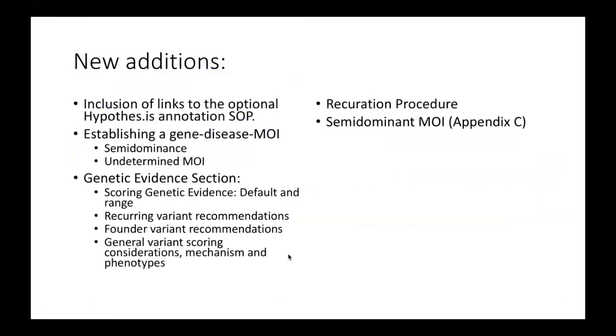I just want to review briefly the new additions that we have to this version 7 SOP. We are including a link to an optional hypothesis-assisted web annotation SOP for gene curation, and we'll go through this more. Establishing a gene disease mode of inheritance section, as well as the genetic evidence scoring section, recuration procedure, and the addition of the semi-dominant mode of inheritance, as well as undetermined mode of inheritance.